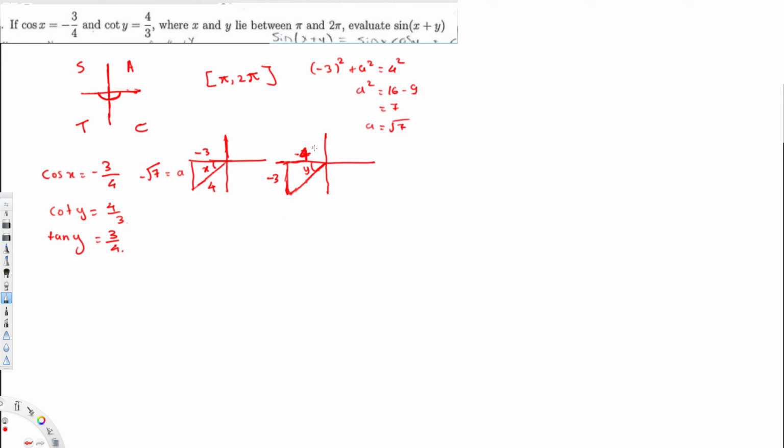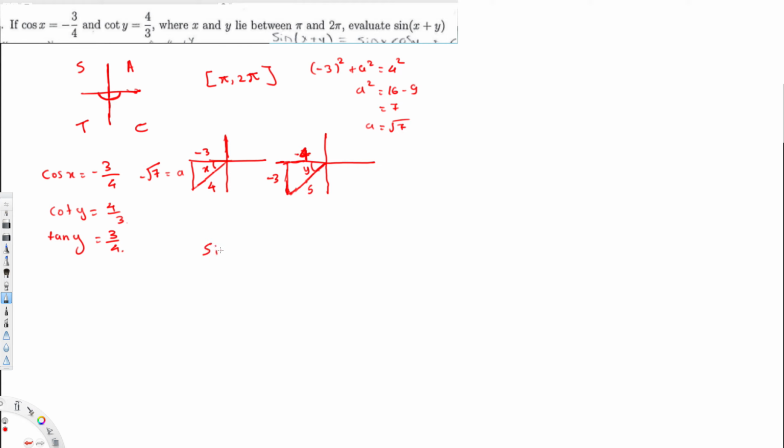From this information, we can also find the hypotenuse. According to the Pythagorean theorem, it's going to be 4 squared plus 3 squared, which is 16 plus 9, 25. Therefore, this is going to be 5. And hypotenuse is always positive, therefore we don't have to worry about the sign. Then we have to evaluate this one.